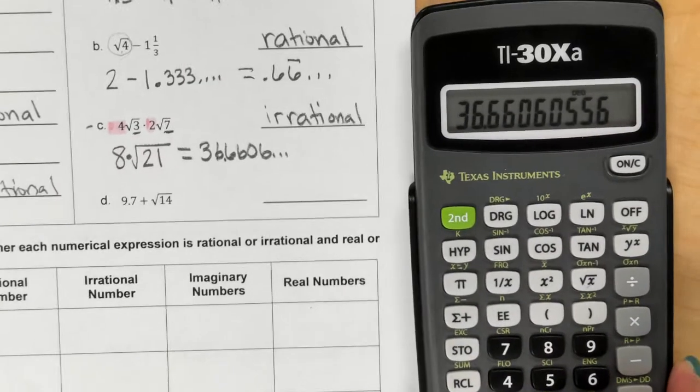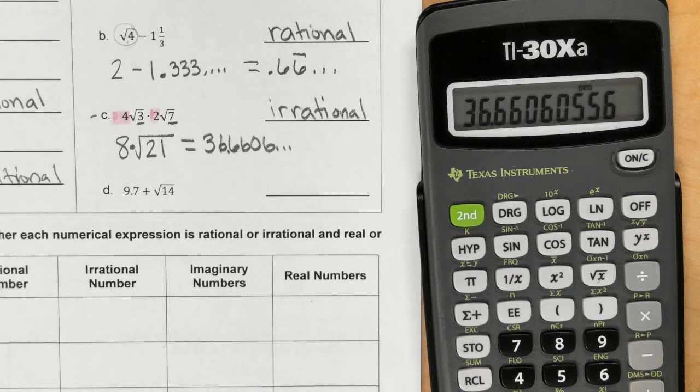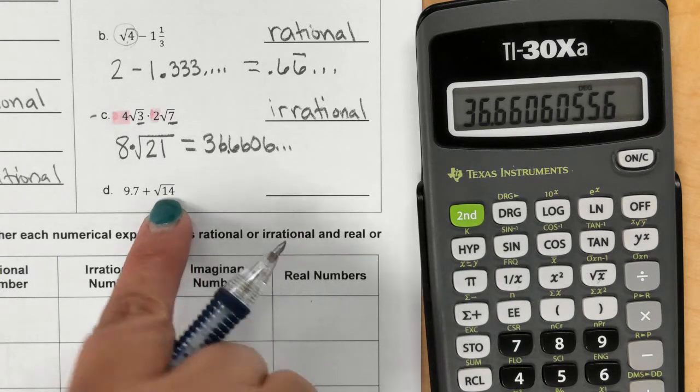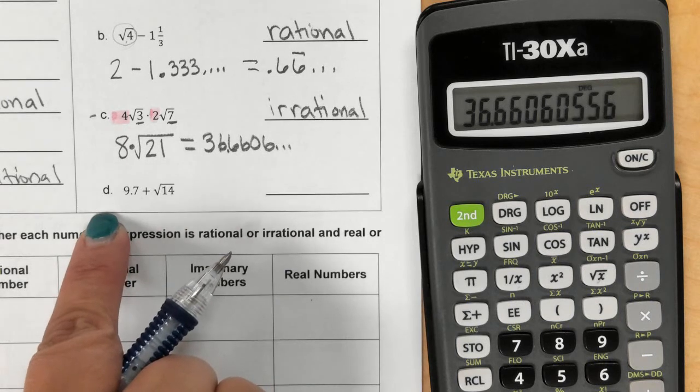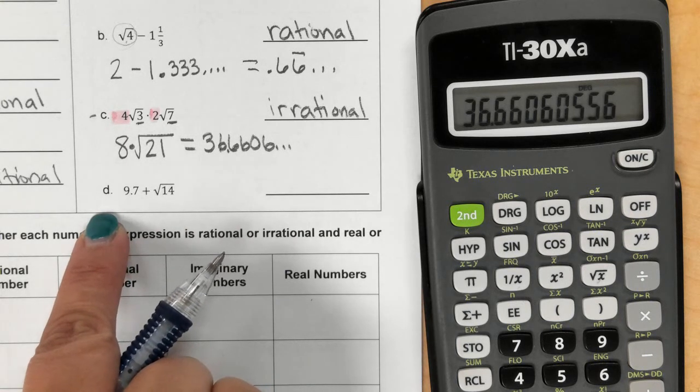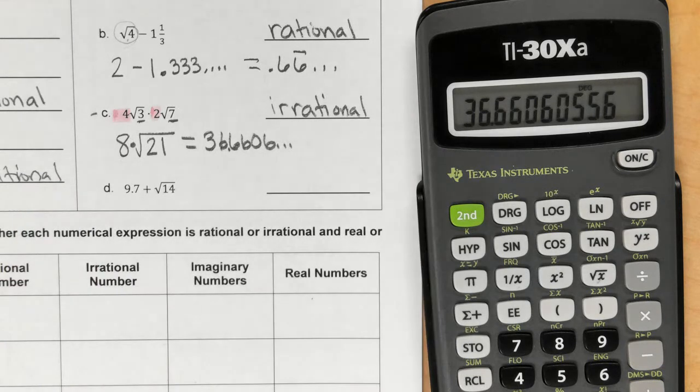Okay. Should we do D? Just do the square root of 14 and then add 9.7 to it. Irrational. Yes, it's going to be irrational. It's not a perfect square. It's not going to come out nicely.